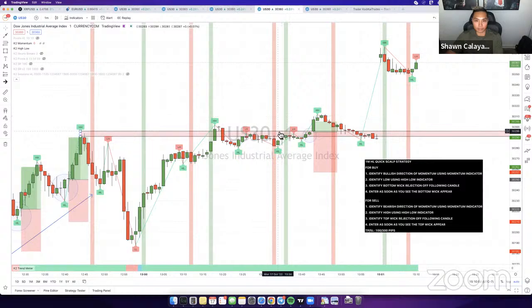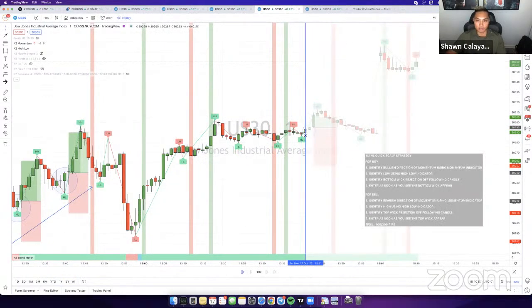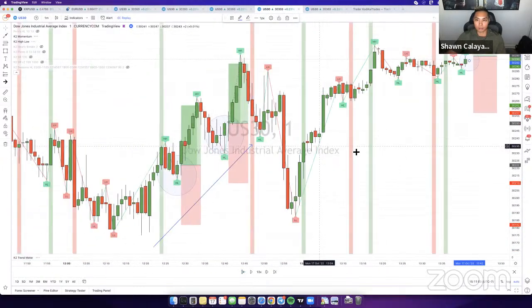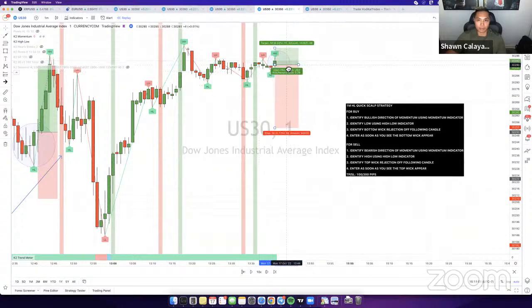Here's another example. I know this was an SR rejection, but there's another entry here actually for the high-low quick scalp. So we have a low over here, buy momentum. As soon as you see the wick right there, Maddie, like you see how the wick came up. Now, let me just go back one candle.